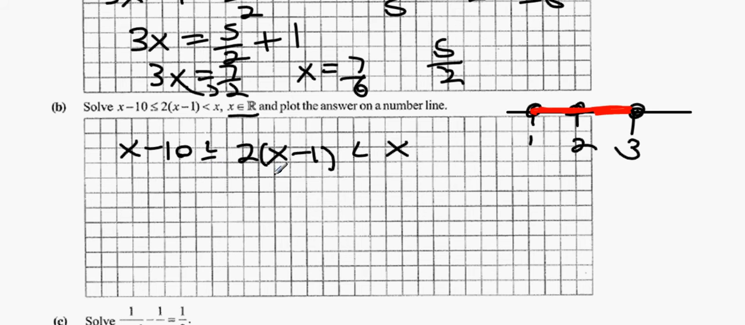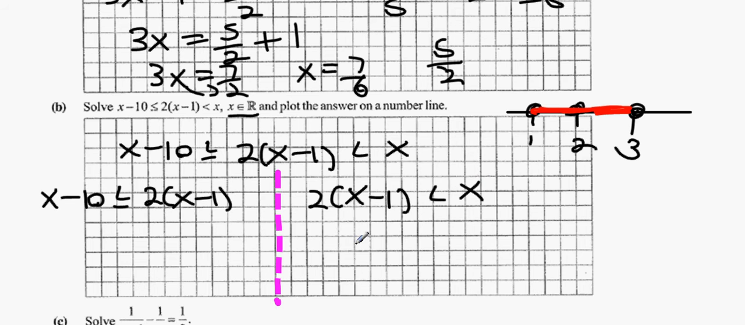So we've got to split this up into 2 halves. The first half is x minus 10 less than or equal to 2 into x minus 1. The other half is the other side of the inequality, where you have 2 bracket x minus 1 is less than x. Now we're going to multiply these out, and what we get is x minus 10 is less than or equal to 2x minus 2.